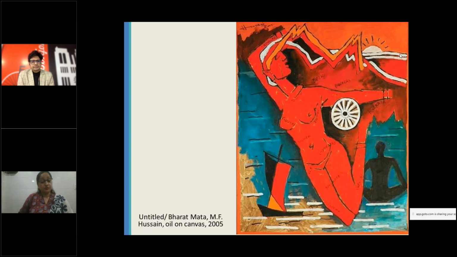But another controversial work, it is actually untitled according to the artist M.F. Hussain, but some people have given it again the title of Bharat Mata. Now, this is after independence. So here, how is the country represented? It is represented again as a woman. She's Bharat Mata. But then why is she shown as nude? And why is she crying?